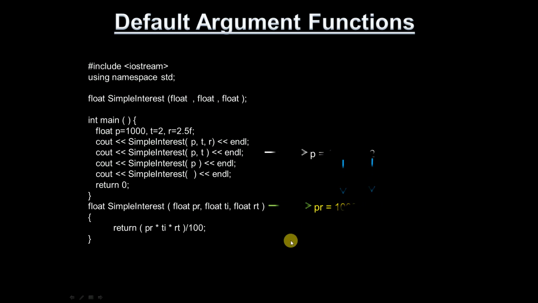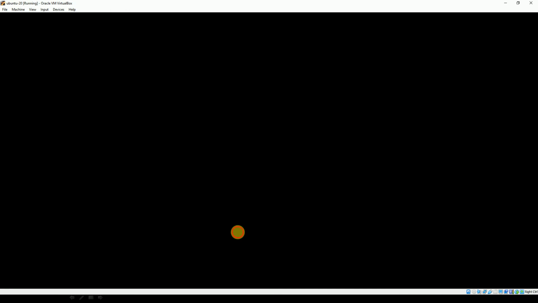Same with the third cout statement. Here you are passing only the first argument, and the remaining two arguments you are not passing. The first value will be there, but what about TI and RT? Again here you will get an error. Same for the fourth cout statement: here we are not passing any argument at all. The compiler will say too few arguments, I cannot find any matching function to invoke this. So these three statements lead to an error.